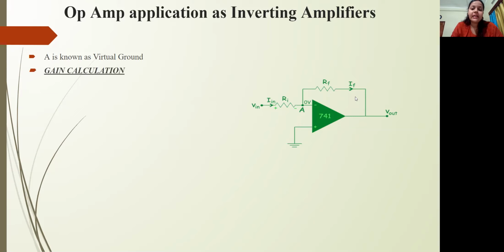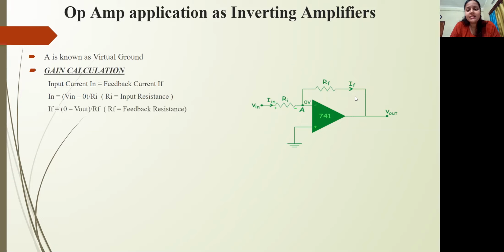Now we will calculate the gain of this op-amp. Here we can see one input current and one feedback current. Since point A is virtual ground, at point A this input current will be equal to the feedback current. So I in will be equal to IF. Now what is I in? Just apply nodal analysis. So (V in minus 0) divided by Ri, and similarly what is IF? It will be (0 minus V out) divided by RF.